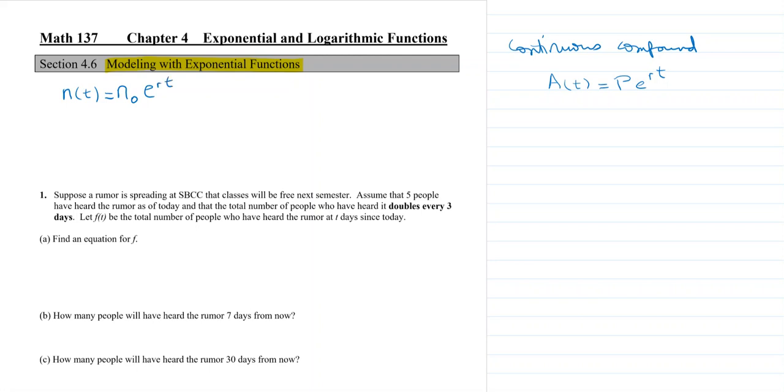So t is some kind of time measurement. It could be measured in this case in days, minutes, years. It depends on the problem. And then for that function, r is called the relative growth rate.